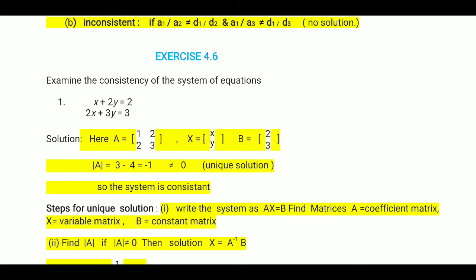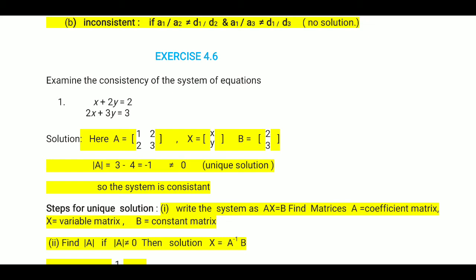Now I am taking a question from your exercise 4.6. Examine the consistency of the system of equations. The equations are: x plus 2y is equal to 2 and 2x plus 3y is equal to 3. First we take A, the coefficient matrix. The coefficients of x are 1 and 2, and the coefficients of y are 2 and 3. So we get the coefficient matrix A as 1, 2, 2, 3, and there are two unknowns x and y.